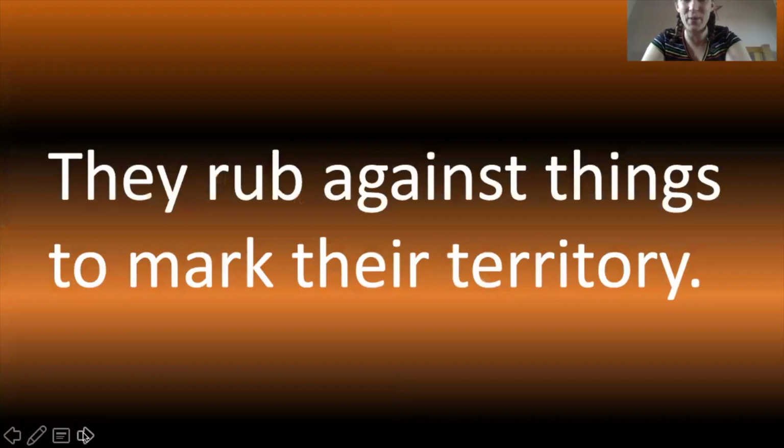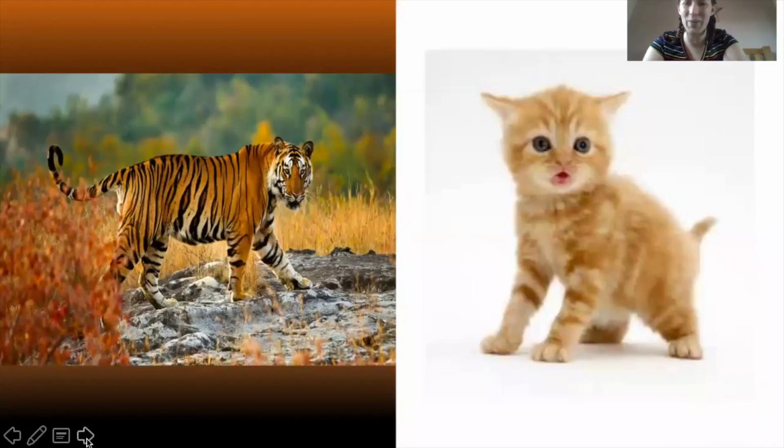So what we're going to do is I'm going to read you a fact and I want you to tell me if you think a tiger does this fact, a kitten does this fact, or if you think both do this fact. First one, they rub against things to mark their territory. Do you think a cat does this? Or do you think a tiger does this? Or do you think both do it? Both do this. They both rub against things to mark their territory.